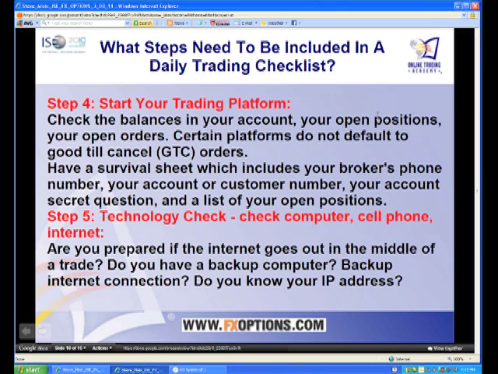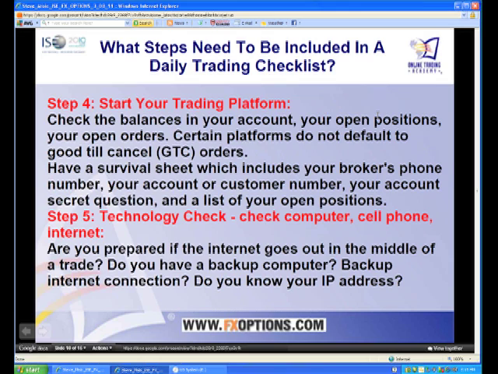A survival sheet includes your broker's phone number, your account number, your customer number, your account secret question, the answer to your account secret question if you need it, and a list of your open positions. So if you happen to be trading and you lose power in the house, you lose internet, all you have left is your cell phone. Is your cell phone charged? Do you have a backup computer?